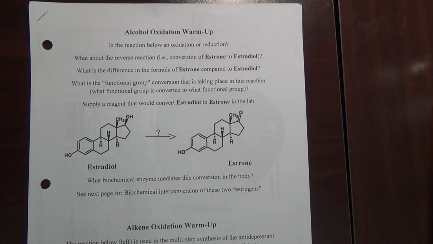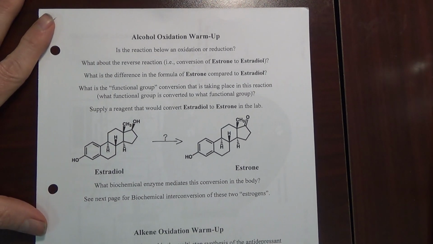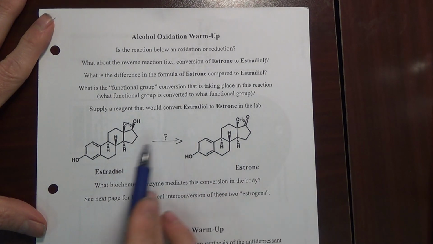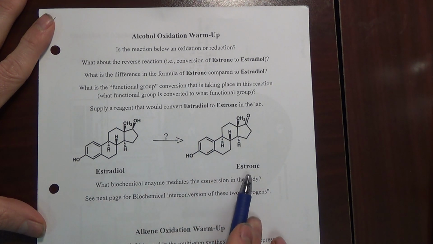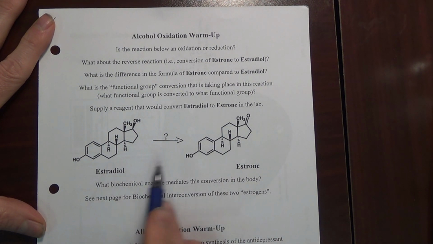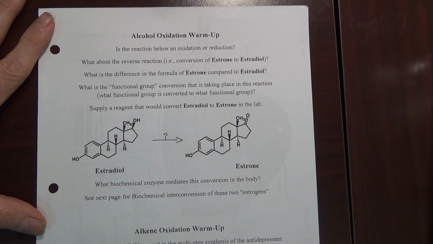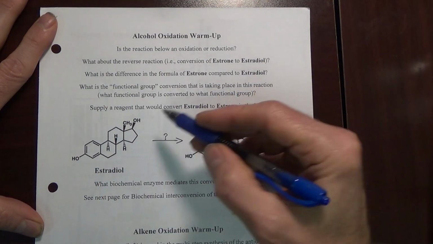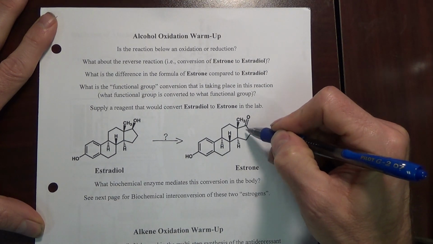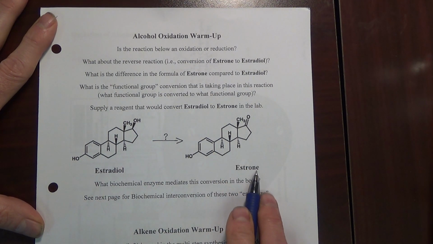Hi guys, in this video let's look at the oxidation of alcohols. Here we have a warm-up page and a reaction, estradiol being converted to estrone in the body. We see the difference is that estradiol has two OH groups and thus can be considered a diol. In this reaction, this alcohol group is being converted to a ketone. It's also why this is called estrone, with the "one" ending.